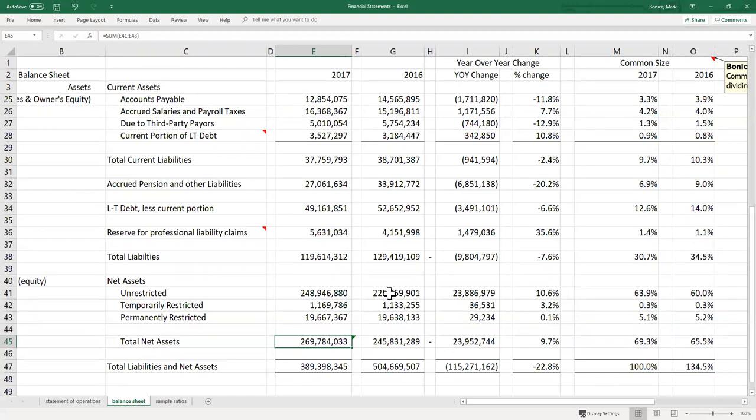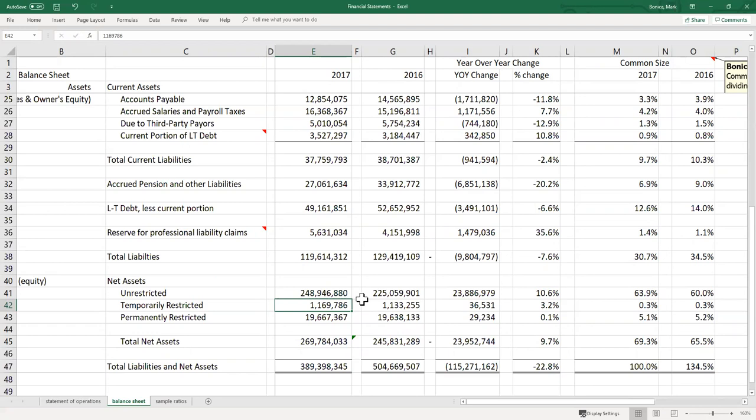You have temporarily restricted, which we talked about in the statement of operations. This is when somebody makes a donation to the organization. So say they make a donation. Here's $1,000 for the hospital. You can only use this money to build a new, I think I used the example of cancer center. So here's my $1,000 towards building a new cancer center. So that $1,000 is restricted. It's temporarily restricted until such time as the organization actually builds a cancer center, at which point it is released from restrictions and the organization uses it towards the cancer center.